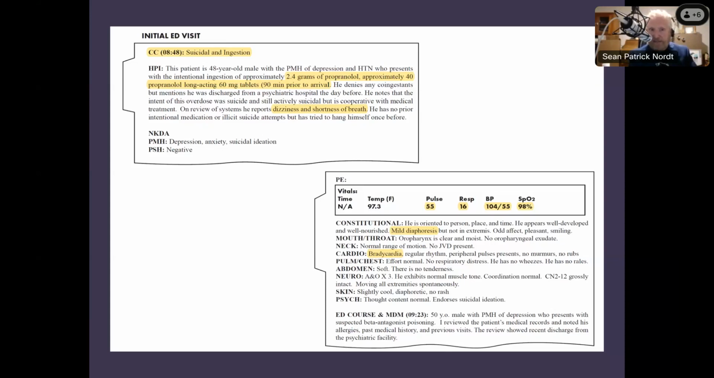I have bicarb stacked at the bedside because what happens very often, and propranolol can do this, it can cause seizures. Once they have a seizure, their pH drops and their QRS widens and they go into VT, and it happens just as quick as I said it right there. It happens that quick.